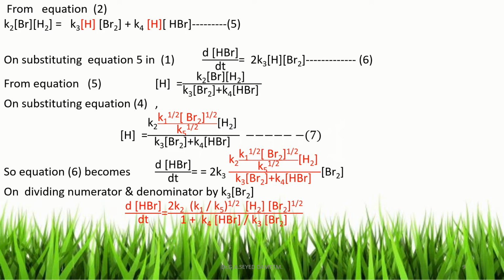which follows this mechanism, and the mechanism consists of 5 steps: chain initiation, chain propagation, chain retardation and chain termination. These are about the derivation of the rate of formation of HBr, which follows this mechanism. The rate of the reaction is derived on the basis of applying the steady state principle.